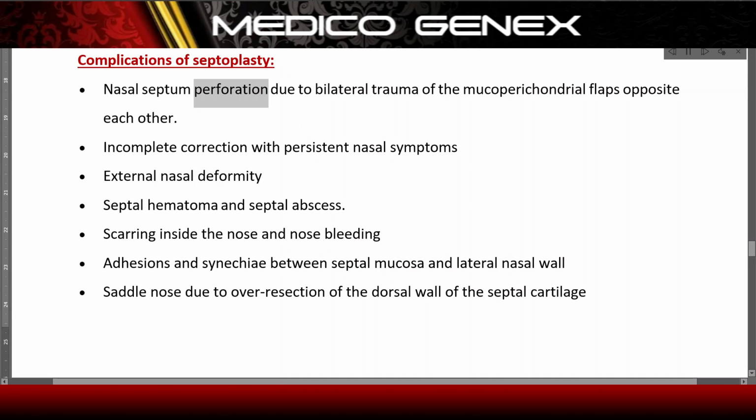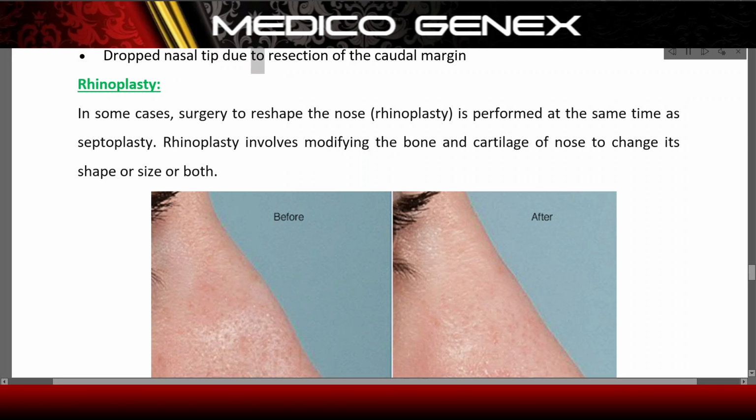Nasal septum perforation due to bilateral trauma of the mucoperichondrial flaps opposite each other. Incomplete correction with persistent nasal symptoms. External nasal deformity. Septal hematoma and septal abscess. Scarring inside the nose and nose bleeding. Adhesions and synechiae between septal mucosa and lateral nasal wall. Saddle nose due to over-resection of the dorsal wall of the septal cartilage. Dropped nasal tip due to resection of the caudal margin.